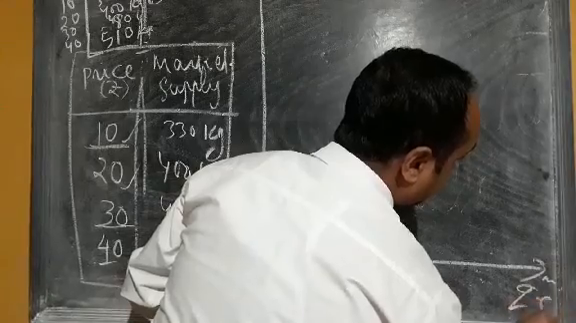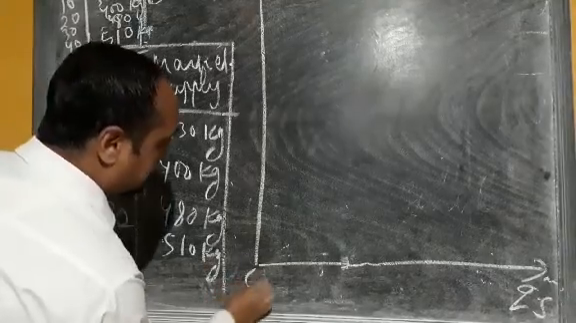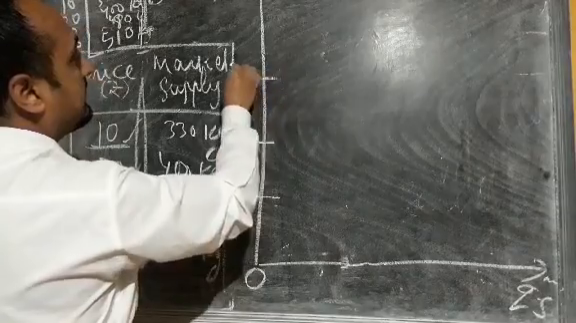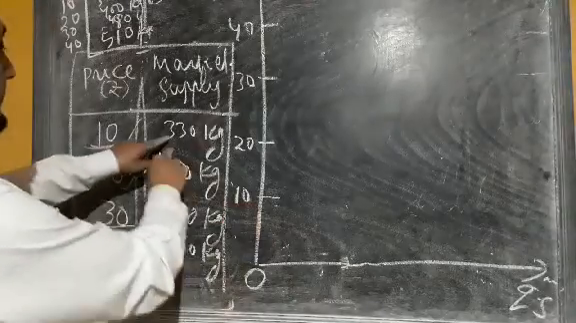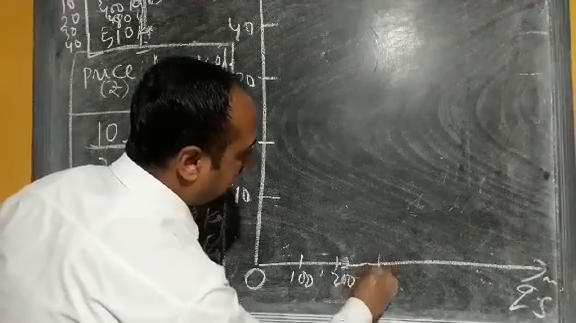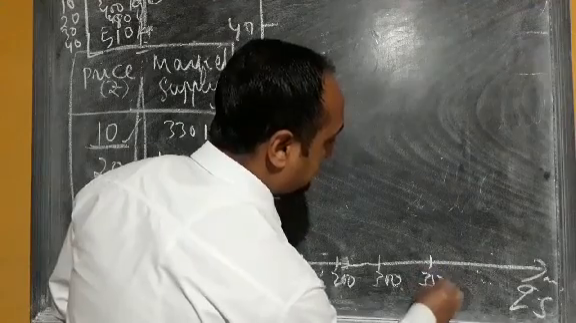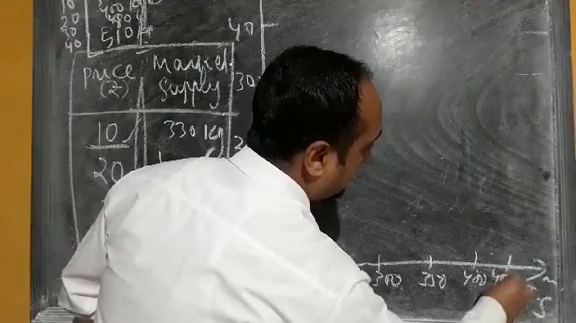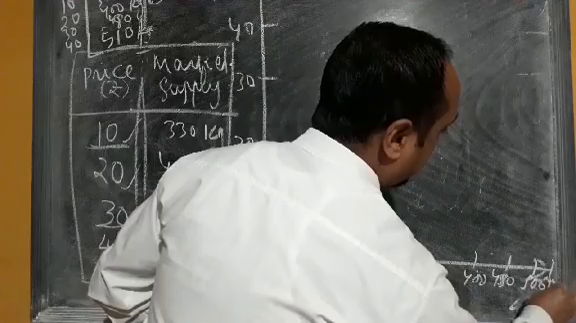So this axis is your x-axis, quantity supplied. This is our price axis. This is our origin. Consider price 10, 20, 30, 40. Now at price 10, quantity supplied is 330. So consider this one is 100, 200, 300. Suppose this is your 350, this is 400, this is 450. This is, suppose, 500, and this is, suppose, 510.